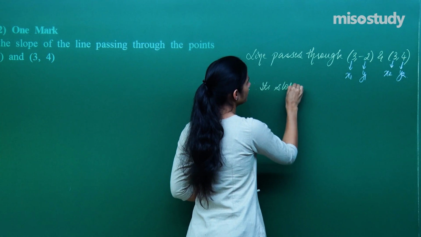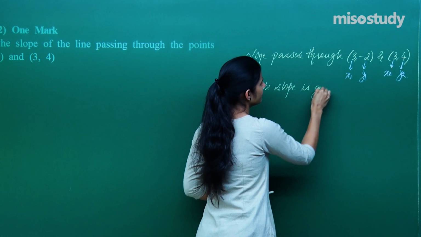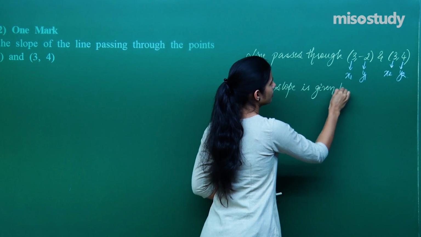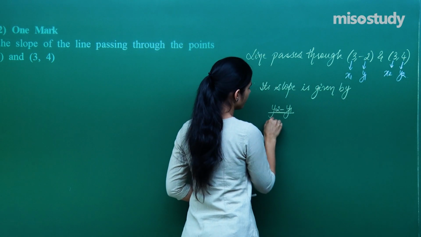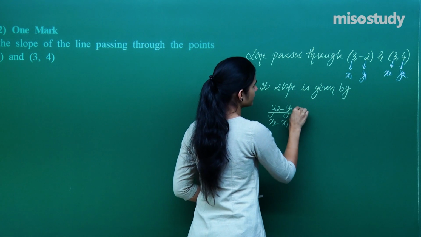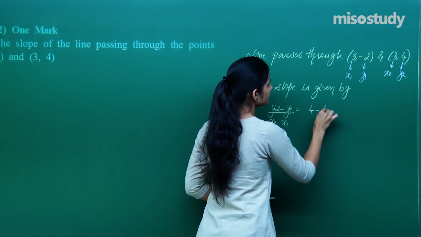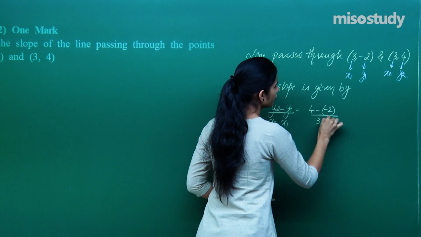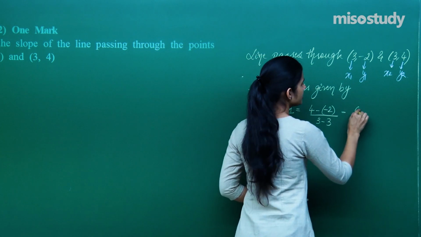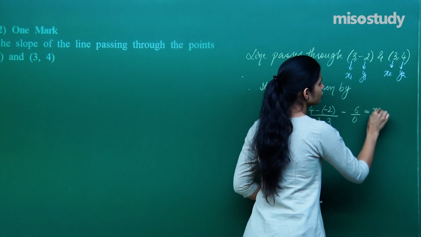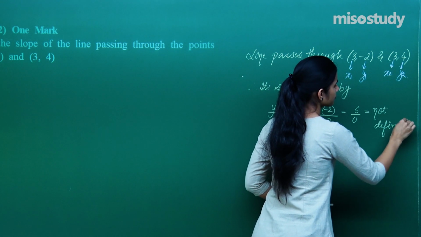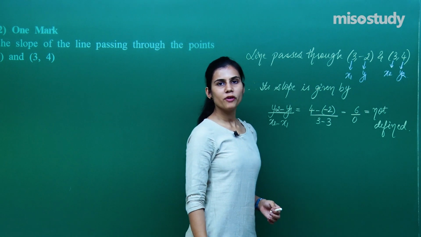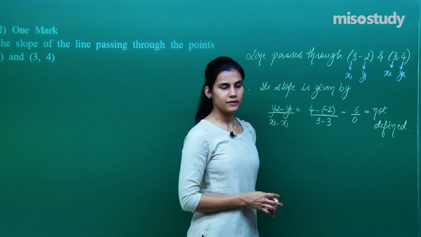Therefore, its slope is given by y2 minus y1 upon x2 minus x1. That is 4 minus -2 upon 3 minus 3, that is 6 upon 0, which is not defined. Therefore, slope of this line is actually not defined.